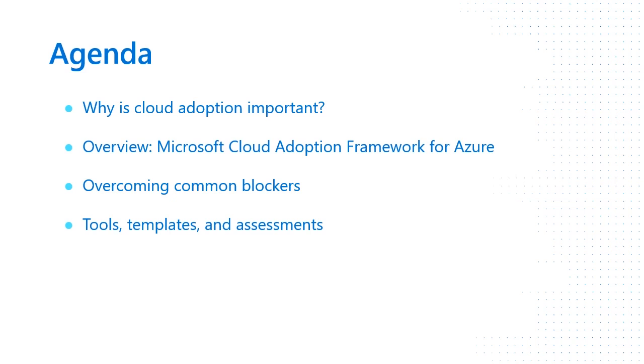The second thing is that we are going to discuss an overview of the composition of the Cloud Adoption Framework for Azure. There are steps and a process, and there are many tools and resources involved in the Cloud Adoption Framework, and we will go through these tools and resources one by one. We'll also talk about overcoming some common blockers when we adopt the cloud. That's the reason why we have the Cloud Adoption Framework, and how we use it to overcome these blockers. And then finally, we'll go through tools, templates, and assessments.